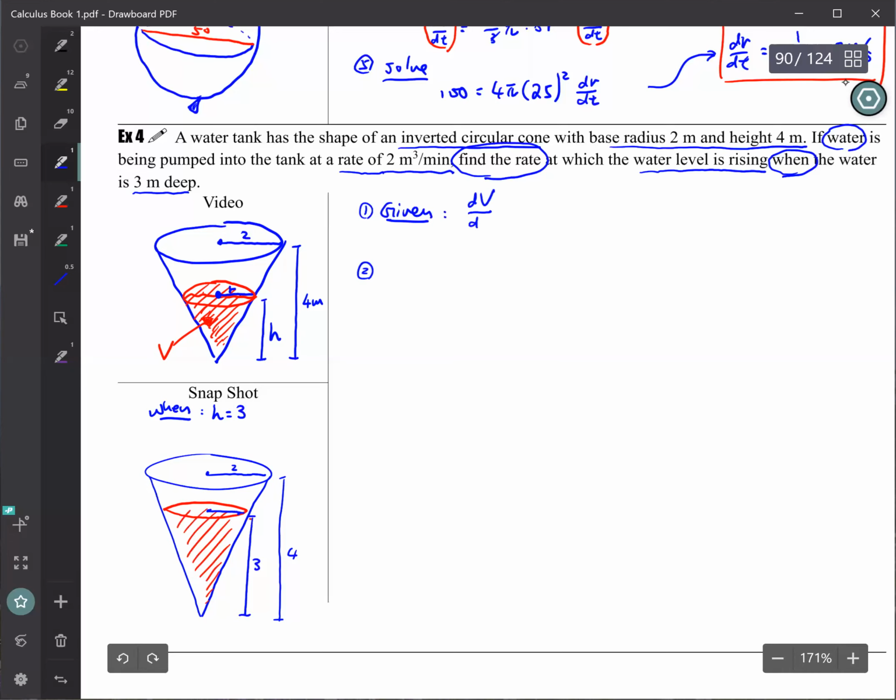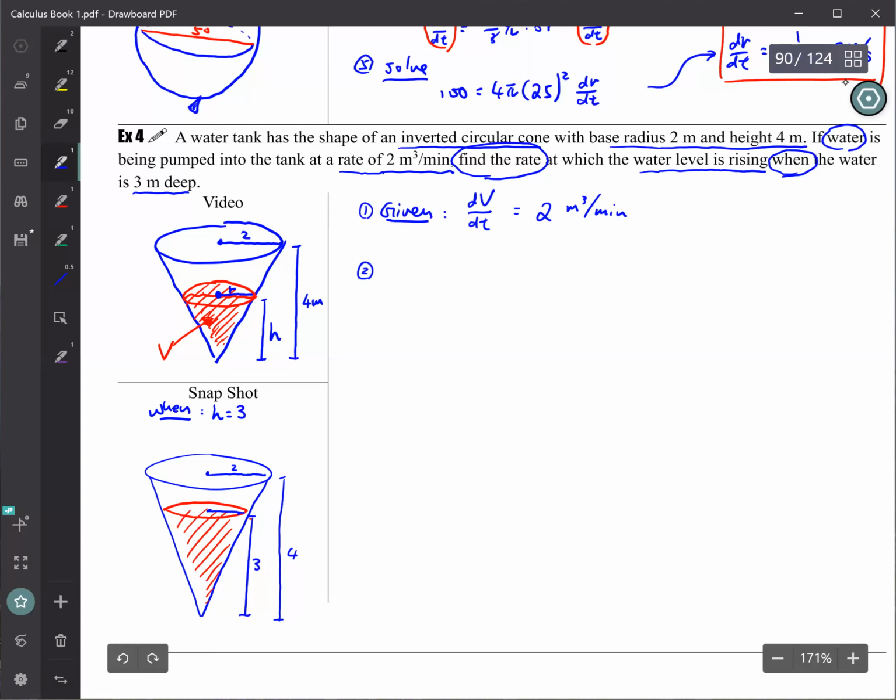It's talking about the volume, right? Volume is increasing because it's positive 2, right? We're pumping in. That's why we know it's increasing. If the question says leaking out, like there's a hole at the bottom and it's leaking out at a rate, then you need to use negative meters cubed per minute.